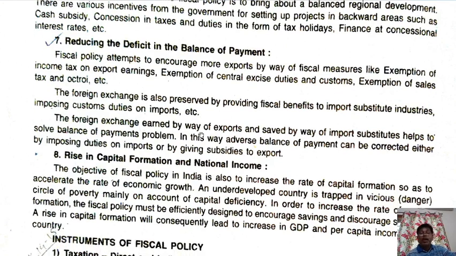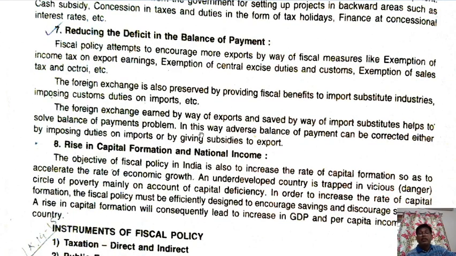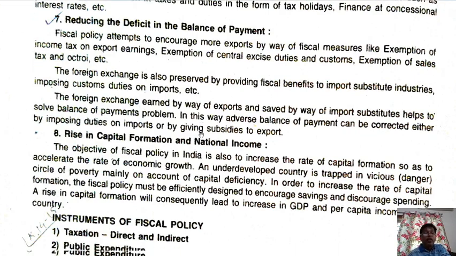Reducing the deficit in the balance of payments. Fiscal policy attempts to encourage more exports by way of fiscal measures like exemption of income tax on export earnings, and exemption of central excise duties and customs, etc. The foreign exchange is also preserved by providing fiscal benefits to import substitute industries, imposing duties on imports, etc. This helps in reducing the deficit in the balance of payments.